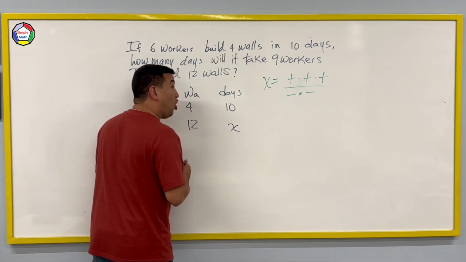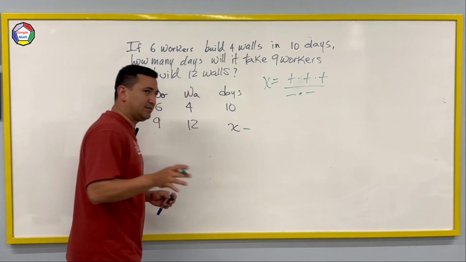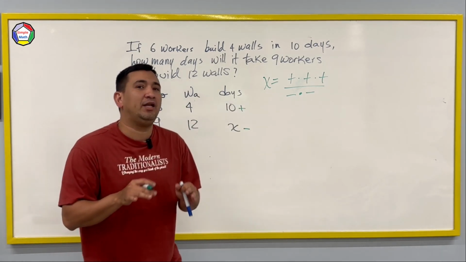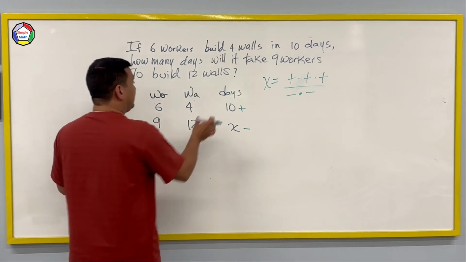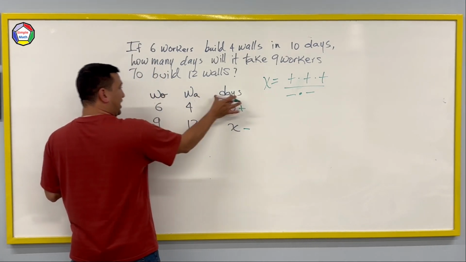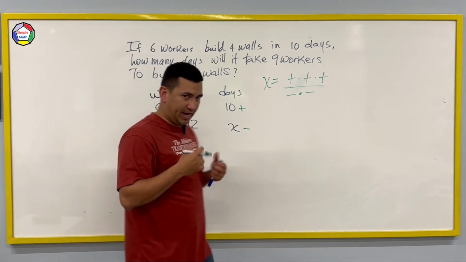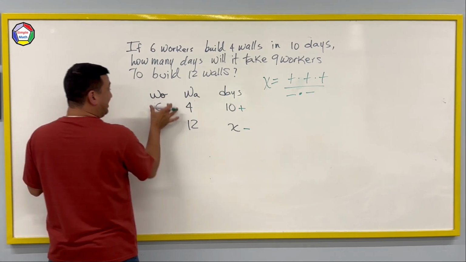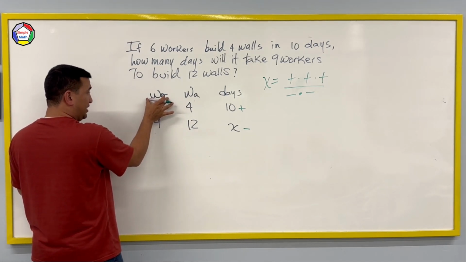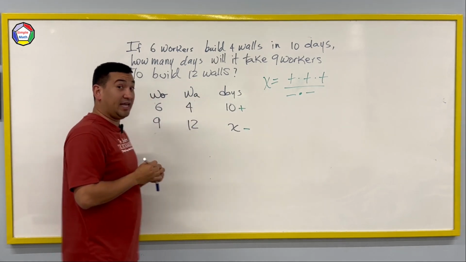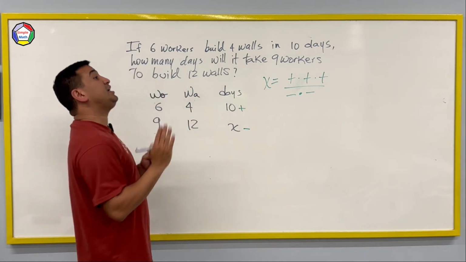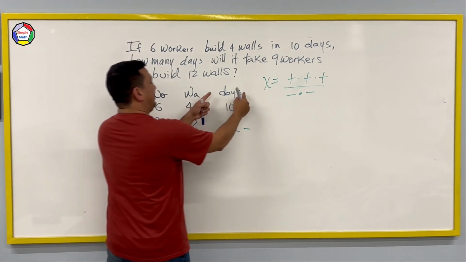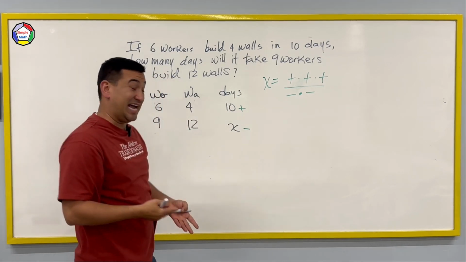Now, X is always negative, in all the problems. So the thing that is up is positive in all the problems. Then compare days with workers and days with walls. Let's compare days with workers. If I increase the number of workers, I will take fewer days. It means if one magnitude increases, the other one decreases. The more workers I have, the fewer days I'll take to complete the task.